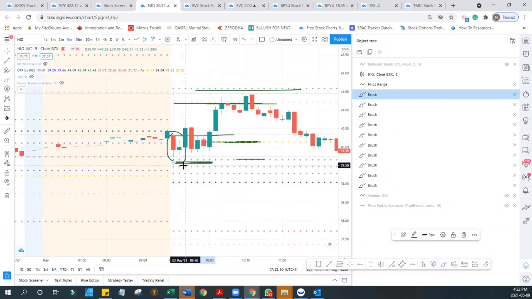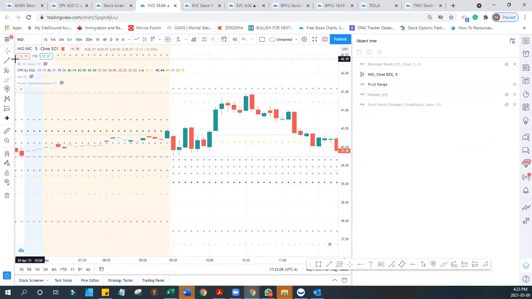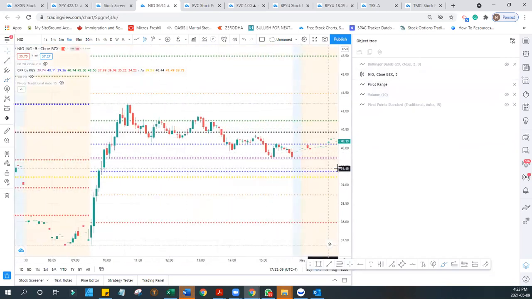Or, if you want to make sure it doesn't get hit, you can also put it below the weekly CPR because it's a stronger CPR, or below here. Up to you where you want to put your stop loss. Let me show you somewhere here, the price here.